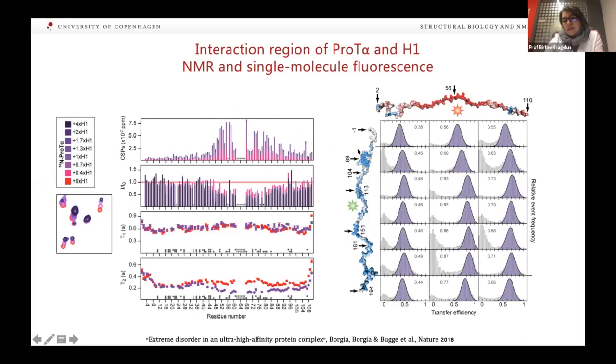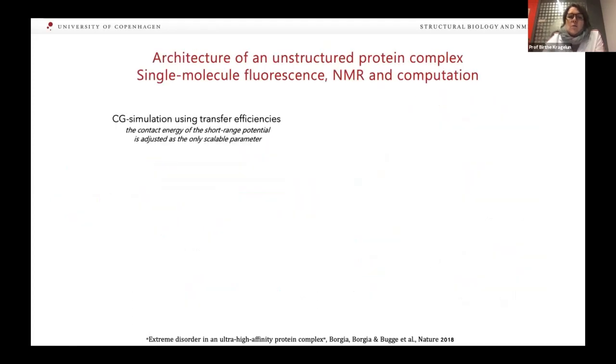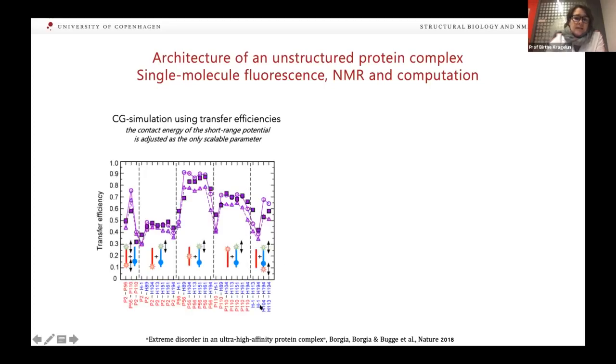Similarly, along the chain of histone H1, we have a large change in the transfer efficiencies. So how can we look at such a complex? Robert Best took the transfer efficiencies and used a coarse-grained simulation where the only adjustable parameter was the contact energy of the short-range potential. Here are the transfer efficiencies in the filled triangles along the different positions, and the open triangles and squares are the transfer efficiencies calculated from the ensemble of structures, both with and without the fluorescent label.